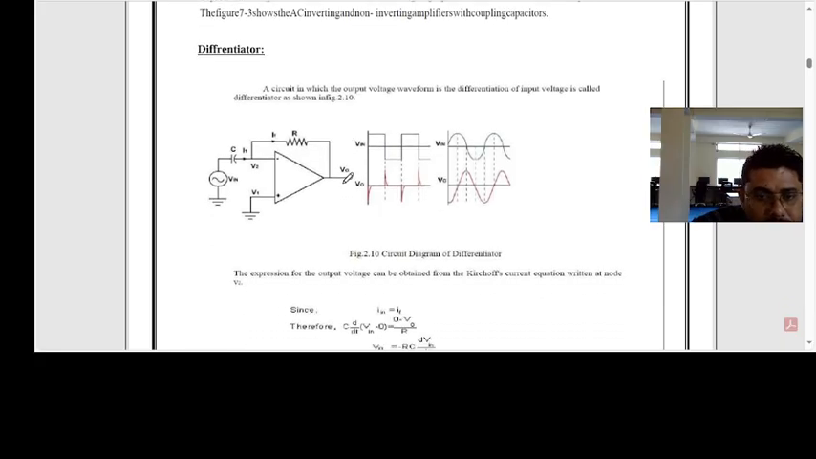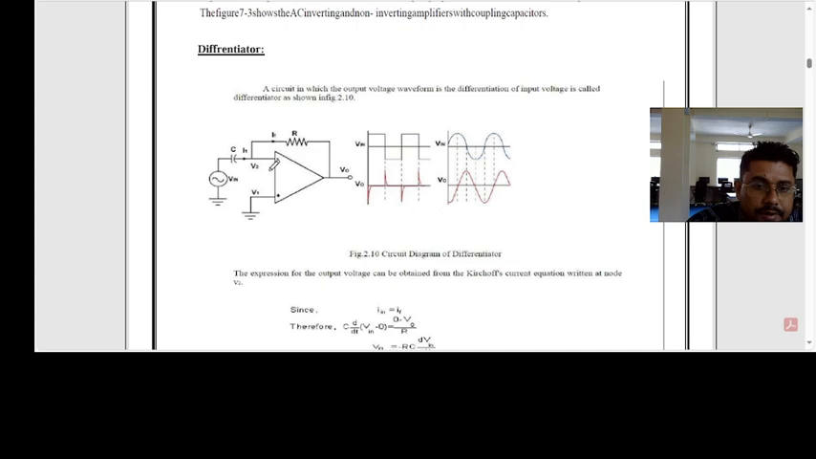Next we will discuss the differentiator. What is the differentiator and where can it be used? It is a circuit whose output voltage waveform is the differentiation of the input. Whatever input we apply here, this circuit will differentiate that waveform at the output.